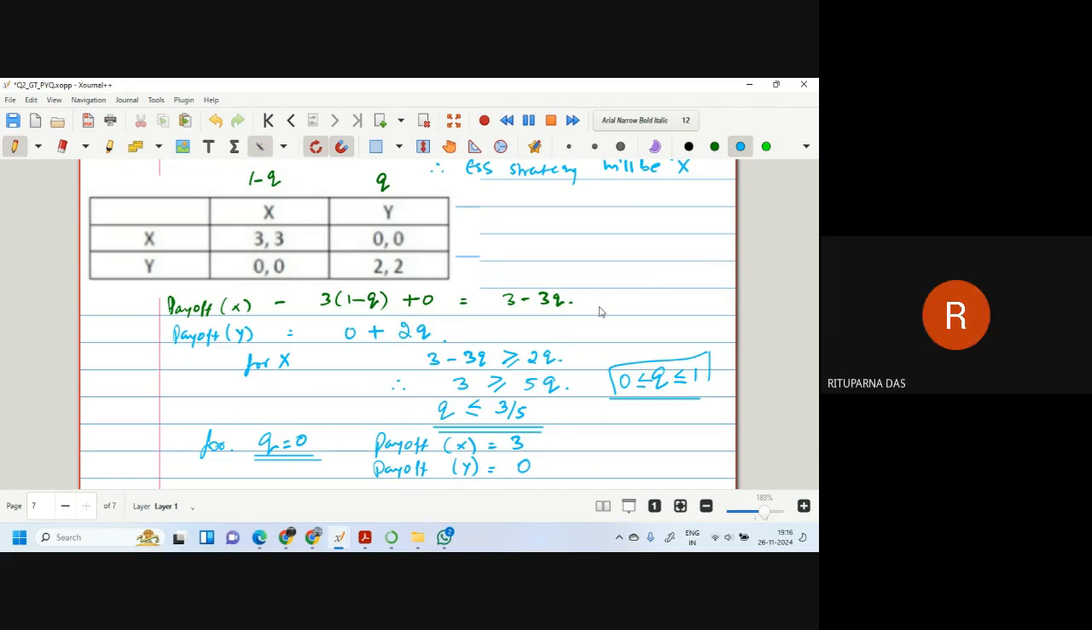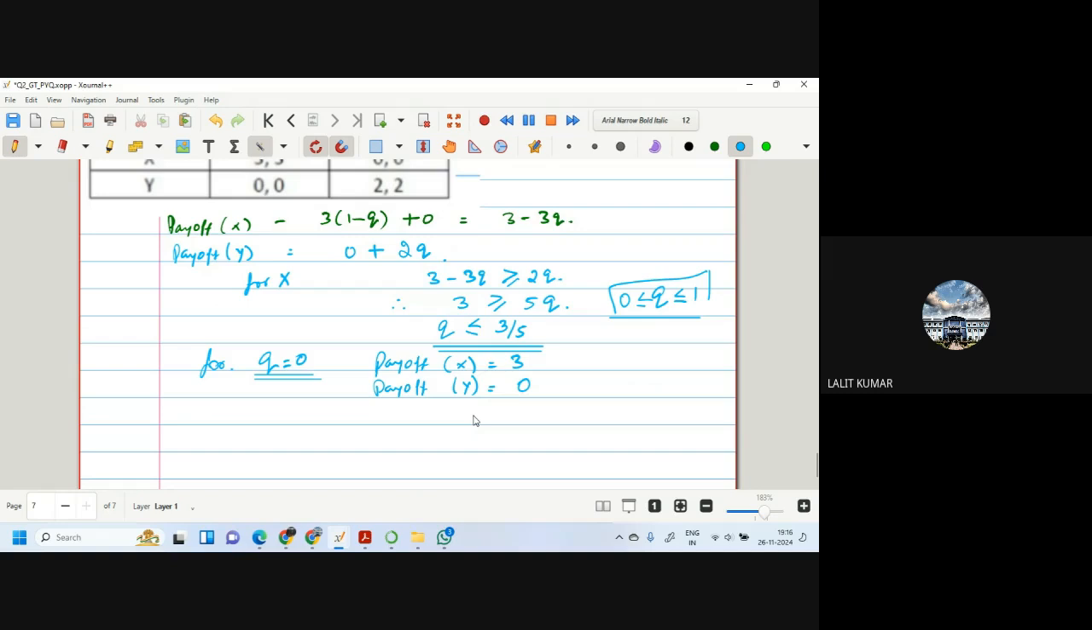So if q is less than 3 by 5, then x is the strategy. If q is equal to 3 by 5, then both x and y are the strategy. And if q is greater than 3 by 5, then y is the strategy.